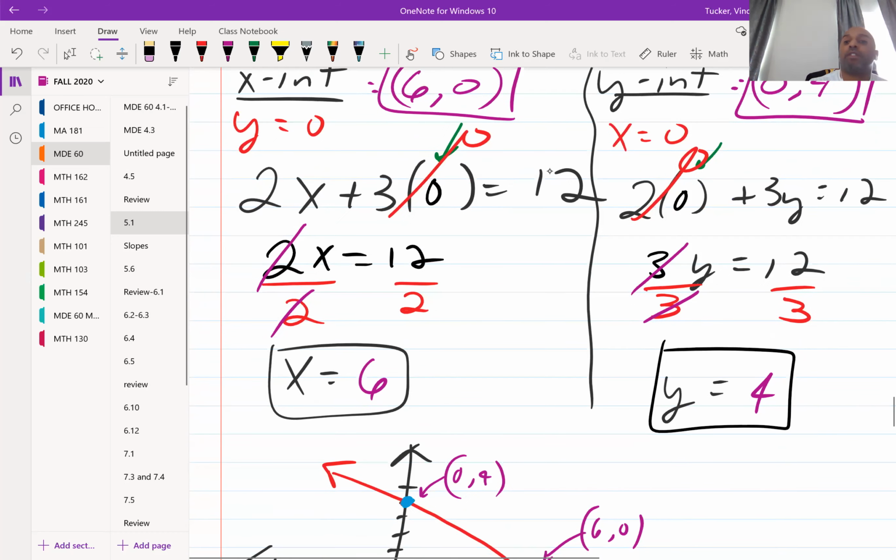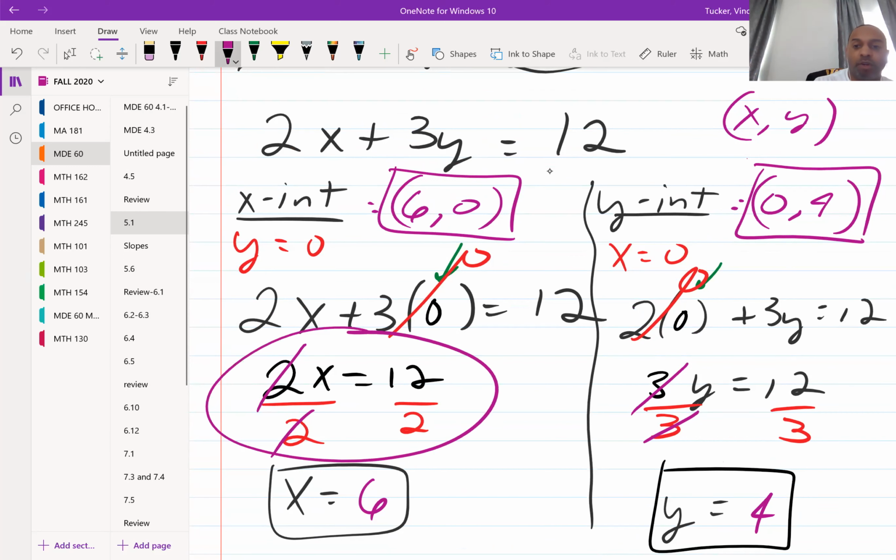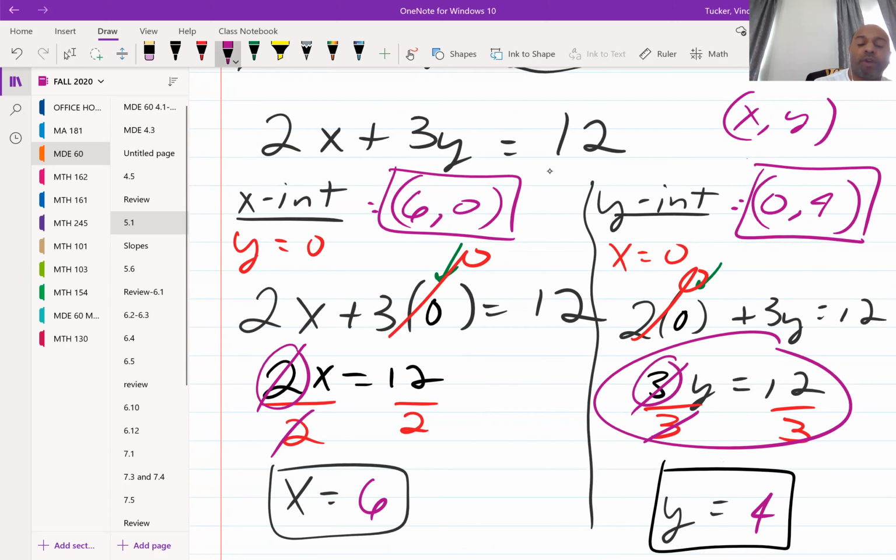I'm sorry, say again? How did we, what did we divide? At this point right here, in both of these cases, is that what you're talking about? Yes. In order to get 2 off of x, you have to divide both sides by 2. And then in order to get 3 off of y, we had to divide both sides by 3. Okay.